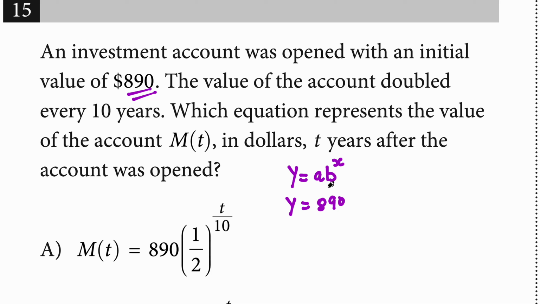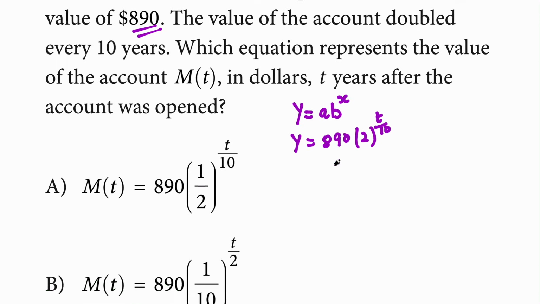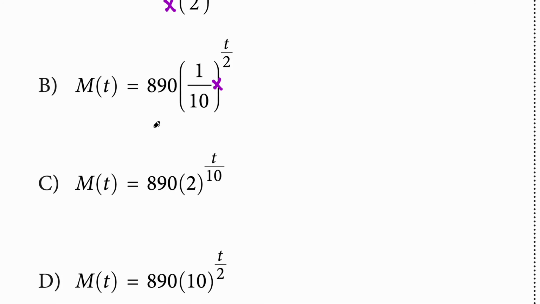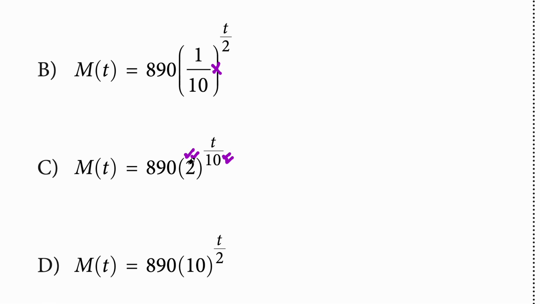It doubles. And this b is the rate of change, right? So this is 2. Now time is in years. So it is 10 years. Because it's doubling after every 10 years, we will make it t by 10. Which equation represents the value of the account m(t) in dollars t years after the account was opened? Okay. 1 by 2? No, this is half. No, not 1/10. 10 is the number of years. Yes, it is doubled, and it is after 10 years, so we have to divide by 10. Okay, so C is the right option.